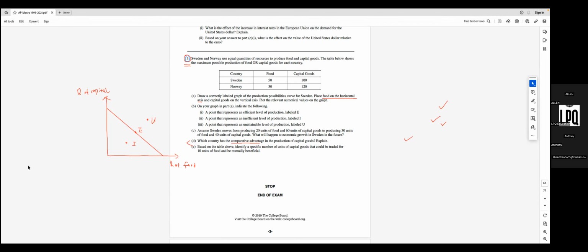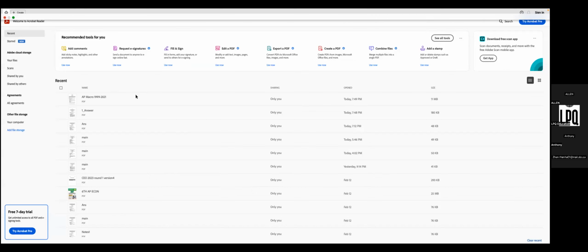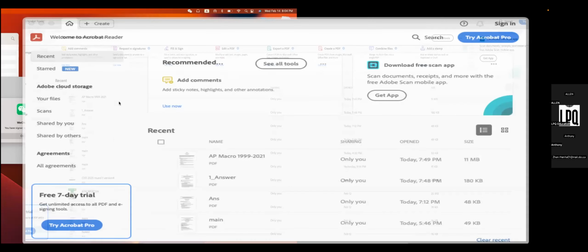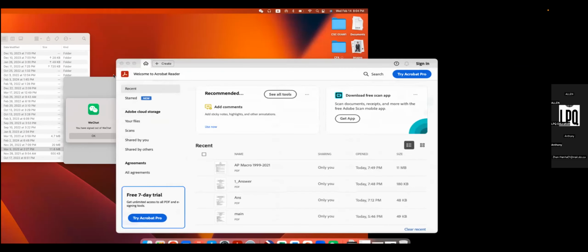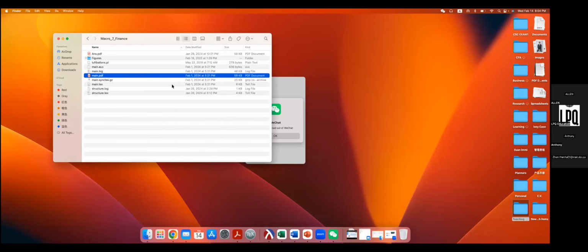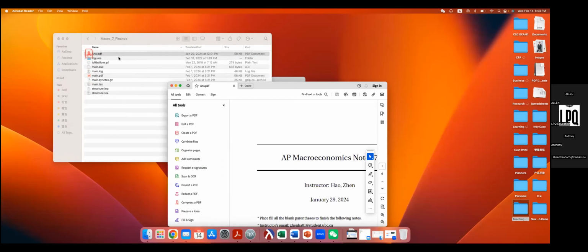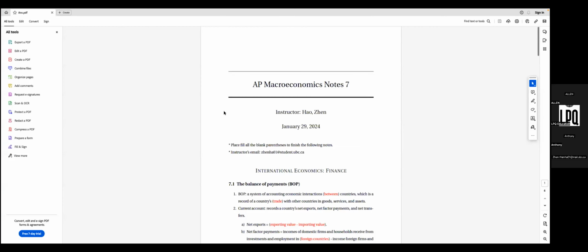Okay, yeah, that's right. Let's go back to the notes. So then we move on to notes number 7. Notes number 7, the last one. The last one is international finance.